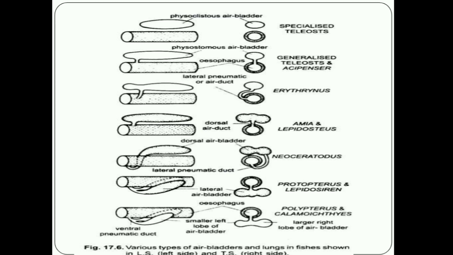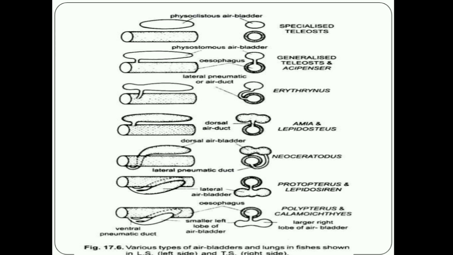Now, teleosts and Acipenser. In this fish, the air bladder occurs on the dorsal side of the esophagus. The air bladder has only one lobe. This air bladder opens into the esophagus by a dorsal pneumatic duct. So this type of air bladder is known as a physostomous air bladder.